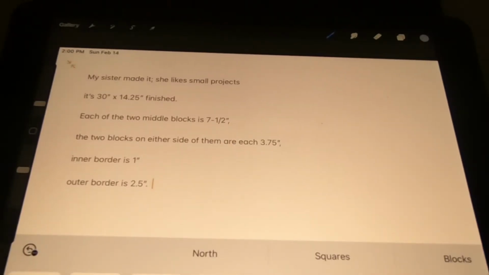The quilt itself is 14¼ inches by 30 inches. And if Laura's watching this, I rounded your numbers to halves and quarters, so you know. So the two middle blocks are about 7½ inches. We'll go back and look at those. The ones on each side are going to be half a block each, so they're 3¼ inches. The inner border is 1 inch approximately, and the outer border is 2½ inches.